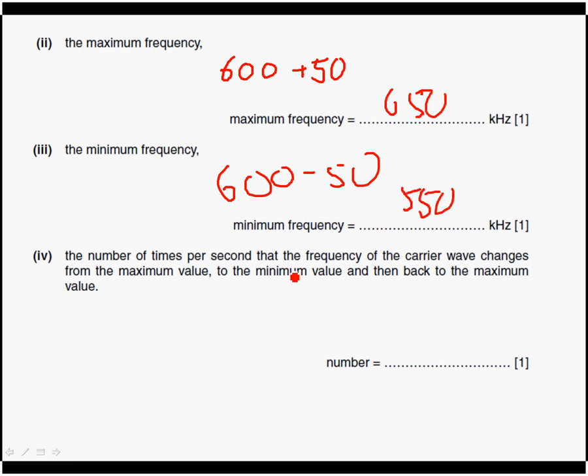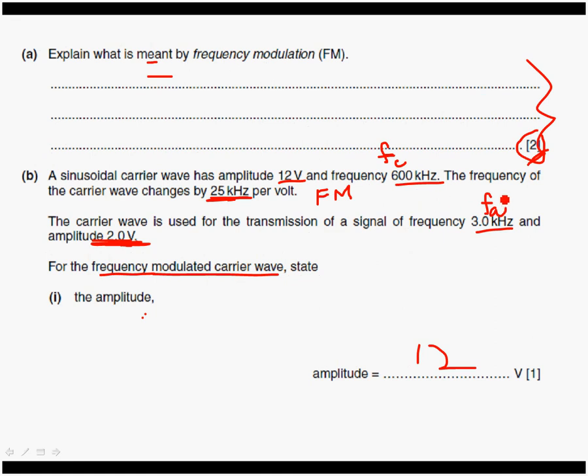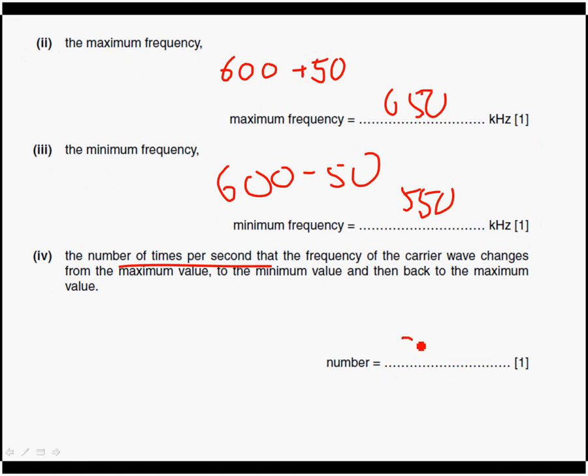Now the number of times per second the frequency of the carrier wave changes depends on the frequency of the audio signal. So you see 3 kilohertz, which means 3000. So you have to change the carrier frequency 3000 times in a second. Okay, we'll discuss the rest in class.